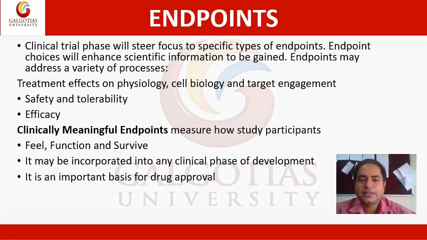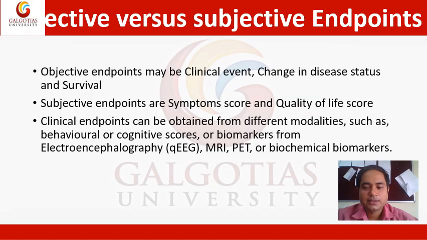The clinical trial phase will still focus on a specific type of endpoint. So endpoint choice will enhance the scientific information to be gained. Endpoints may address a variety of processes: treatment effect on physiology, cell biology and target engagement, safety and tolerability, efficacy. A clinically meaningful endpoint can measure how the study participant feels, functions and survives. It may be incorporated into any clinical phase of development and it is an important basis for drug approval.